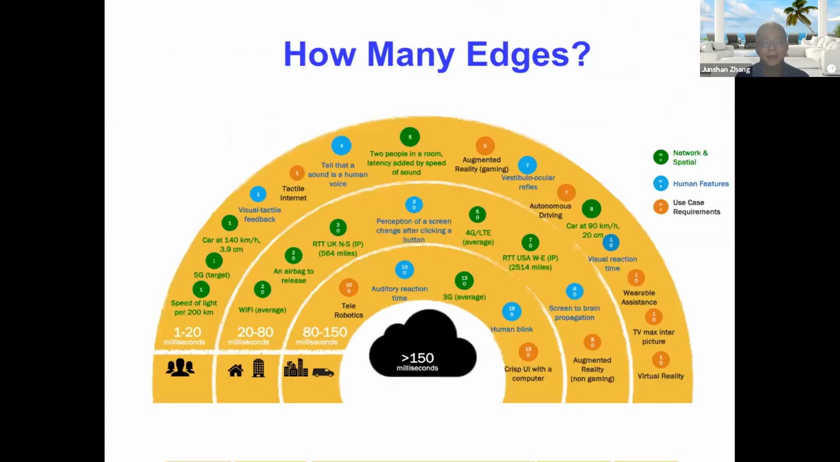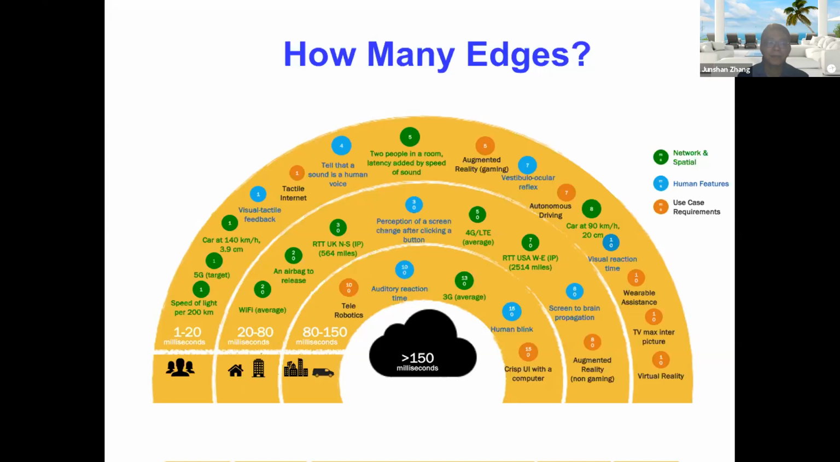So how many edges are there? There are tons of them. Many of us have heard about autonomous driving, right? And many of us are familiar with 5G or augmented reality, just to name a few. In 5G, for instance, there are three pillar services. Number one, high bandwidth. Number two, ultra low latency services. Number three is edge computing.